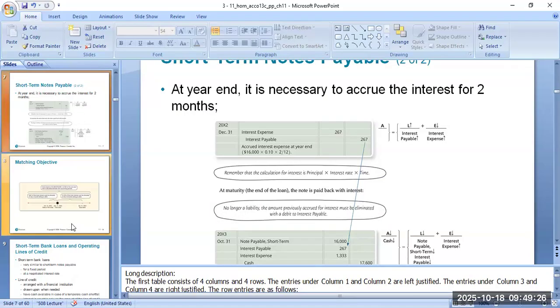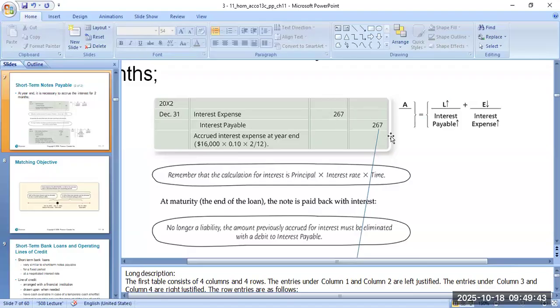First, we're going to have a journal entry at the year end to accrue for the interest that we owe but haven't paid yet. So we're going to debit the interest expense for the amount of $267, which is the 2 months fraction out of the 12 months of the $1,600. And that's going to go to interest payable. Now on the balance sheet, we're going to have two payables: short-term note payable, and interest payable related to that note payable.